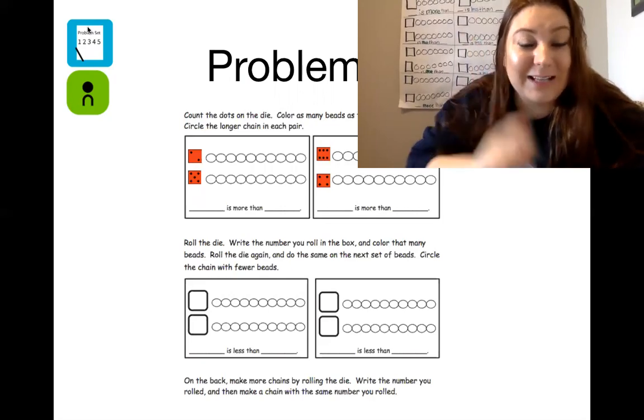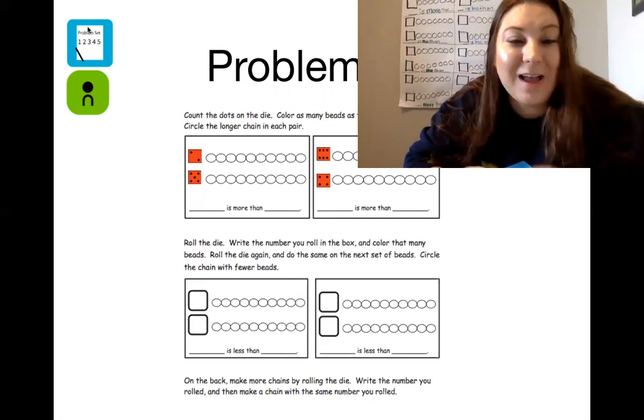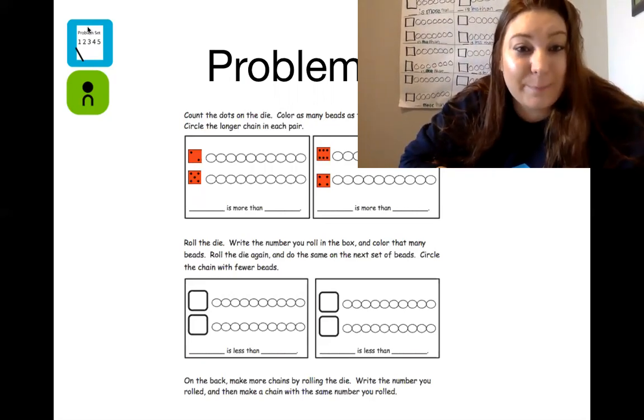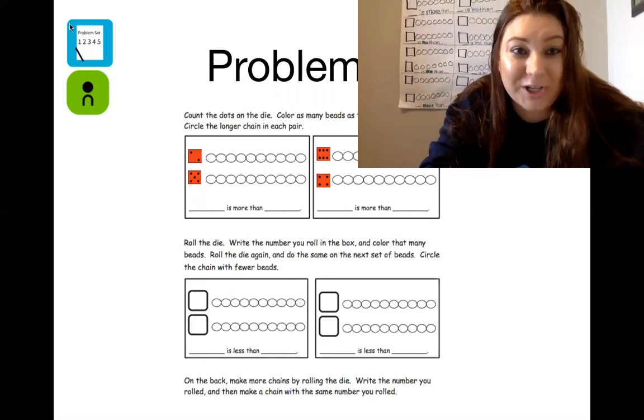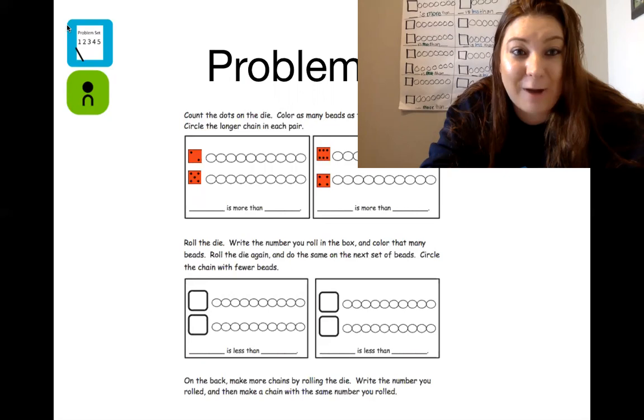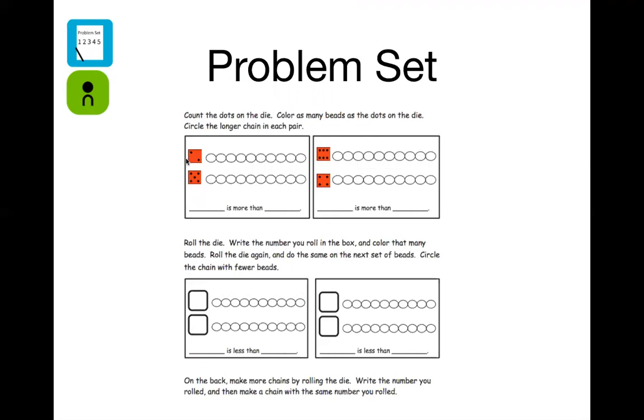You need three things. The first thing you need is your pencil. The second thing you need is a piece of paper. And the third thing you need is your math worksheet today. Today's math problems look like this. We see dice and we see circles. Go ahead and take 10 seconds to get everything you need.